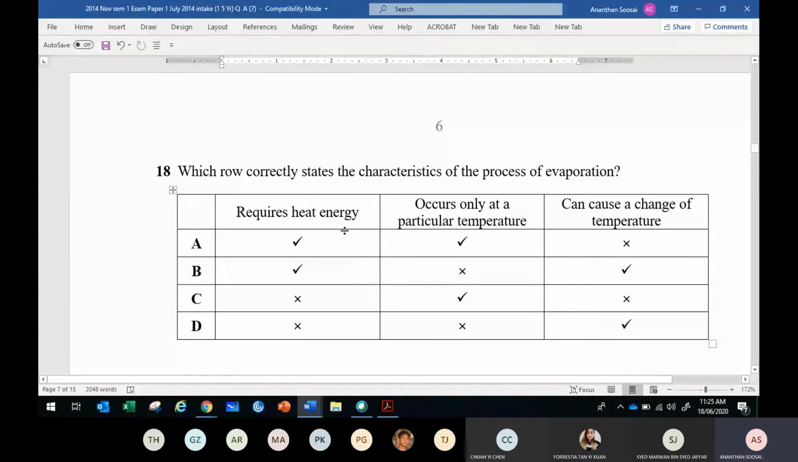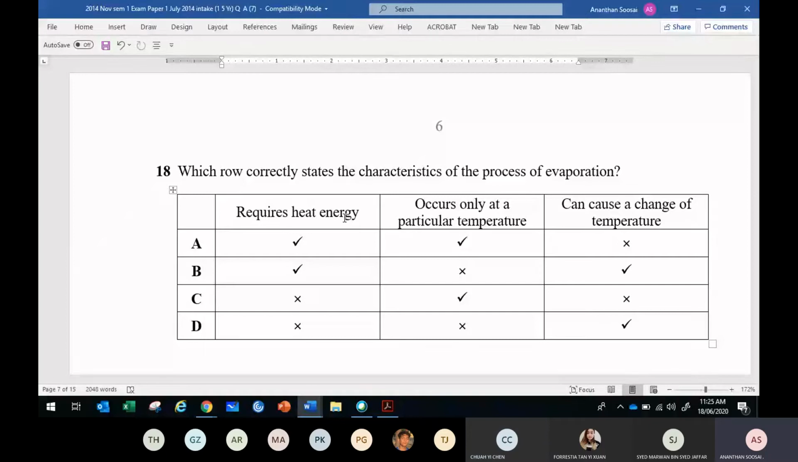Requires heat energy. External heat energy not required. So therefore, I think I go for D. But it takes energy internally. What's the answer given for this? D. Should be D.